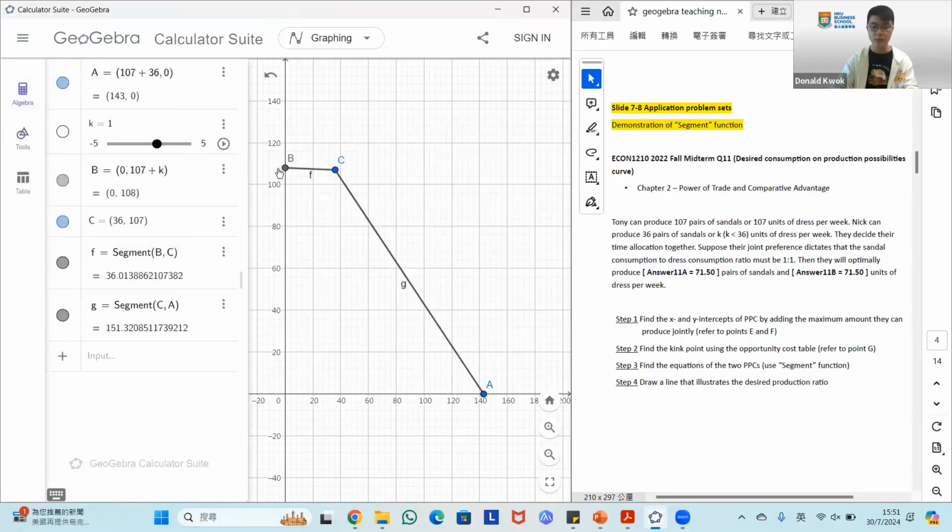The key is that if we can find a point on the joint PPC such that it attains the desired consumption ratio of 1:1, then it will be the answer to this problem. So this is why we move on to step 4, to find the intersection between the desired ratio 1:1 and the joint PPC. To illustrate the desired consumption ratio of 1:1, it will be given by the equation y equals x. So the intersection point will give us the result. As you have experienced, after this series of procedures, we can obtain the optimal production of scandals and dresses: 71.5 units of each good.